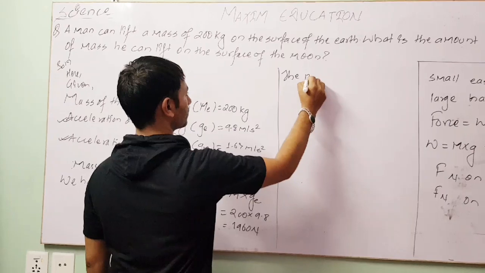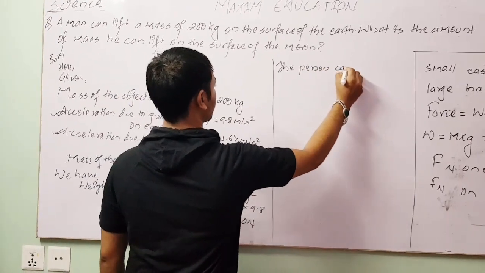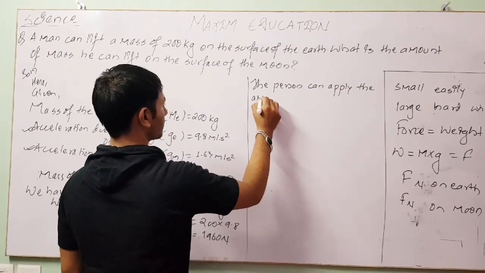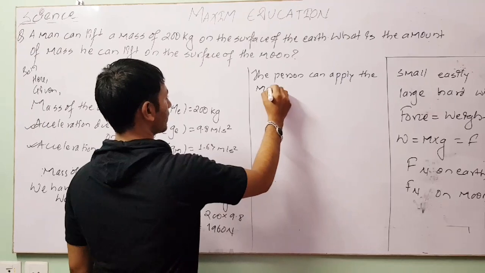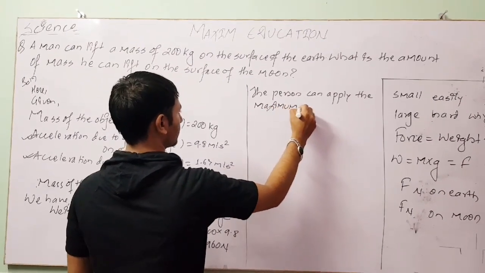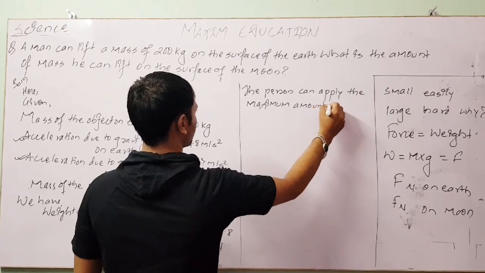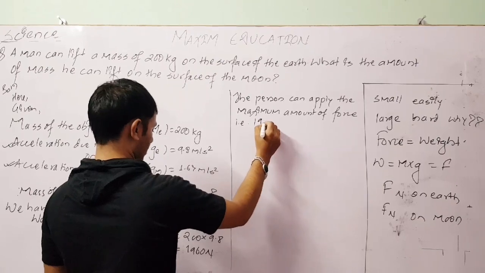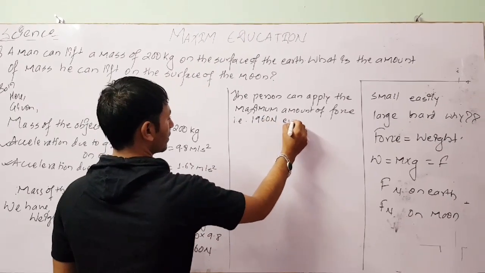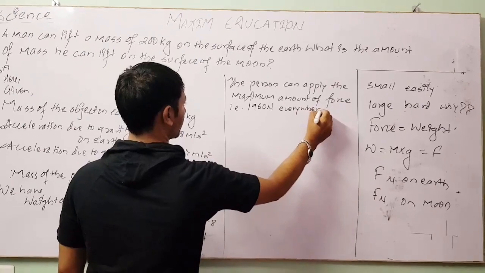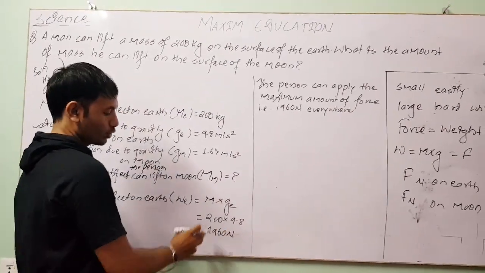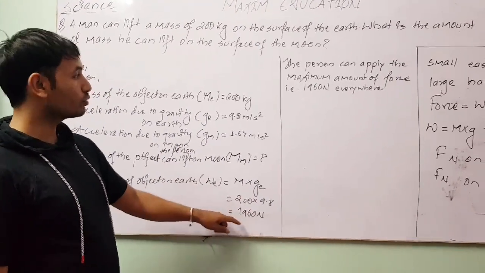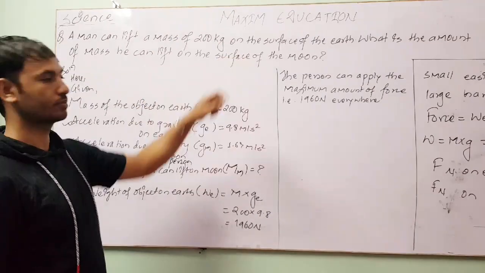The person can apply the maximum amount of force, that is 1960 Newton, everywhere, because it is his capacity to apply this much amount of force. So he can apply this much Newton of force on the surface of moon also.